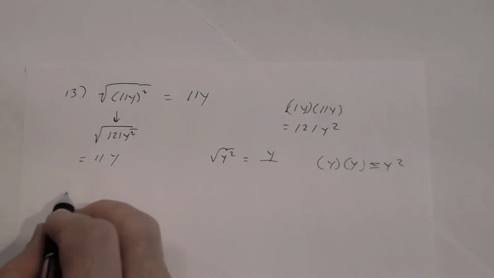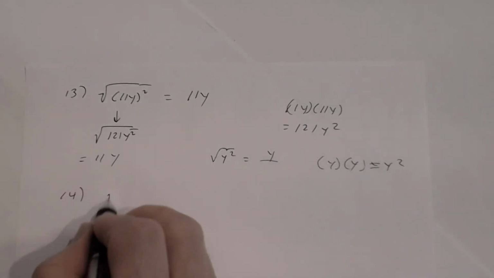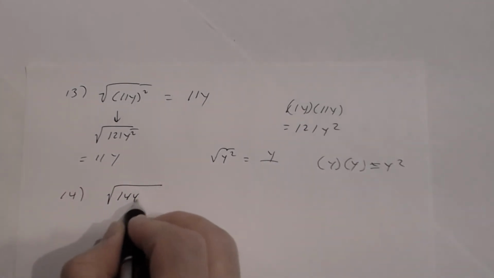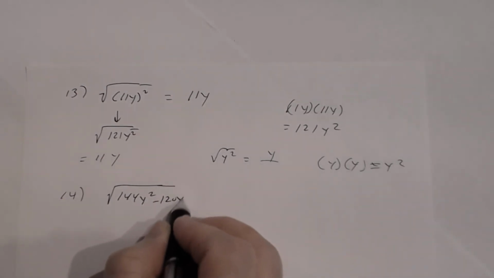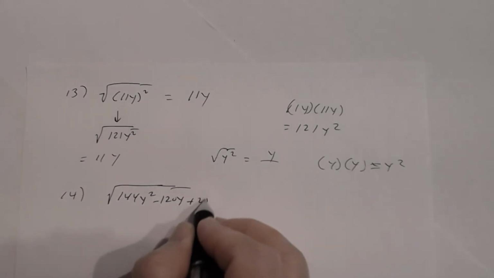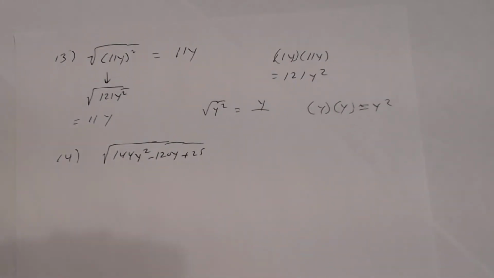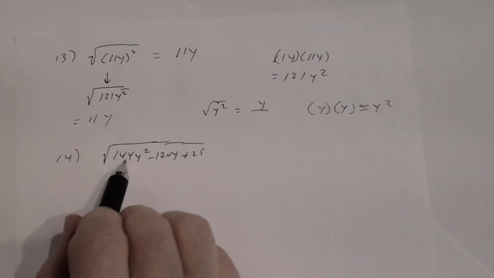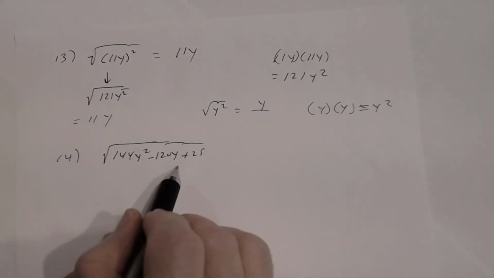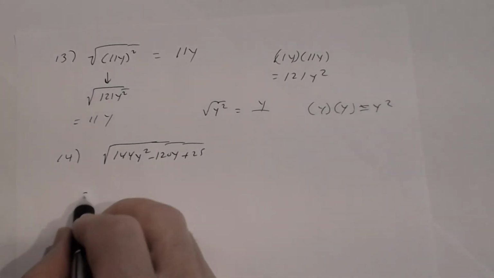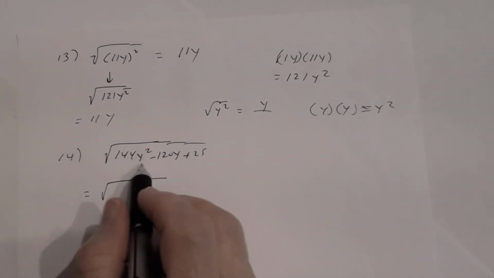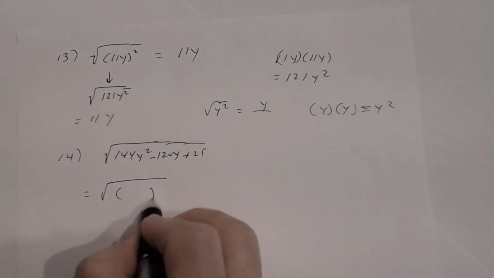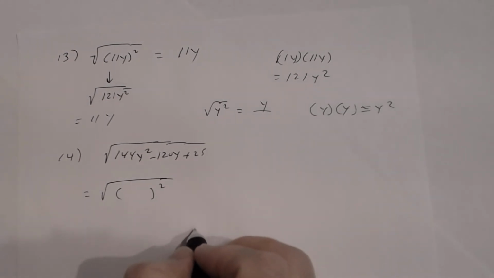And then finally, let's look at 14. At 14, we have the square root of 144y squared minus 120y plus 25. So I'm taking the square root of this polynomial, right? And so what I want to do is try and factor this polynomial. So if I factor this polynomial, you should notice that this is a perfect square trinomial. So in other words, I'm able to write this as a binomial squared.